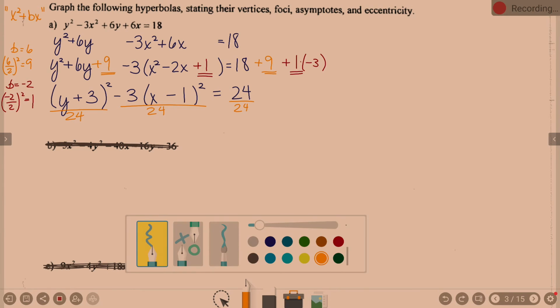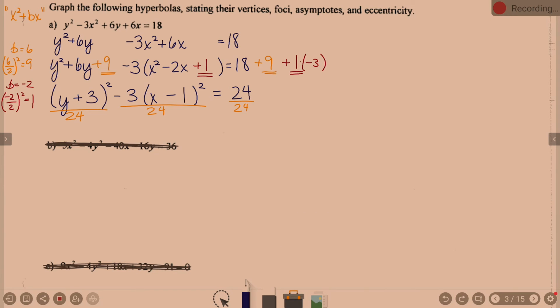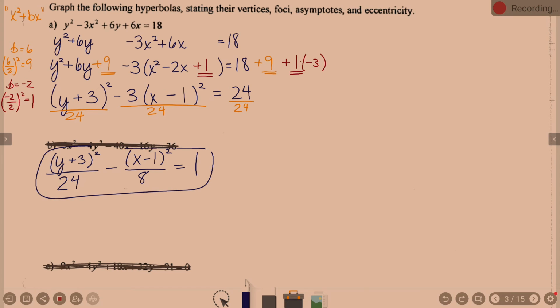Okay, with that in mind, final form. (y plus 3) squared over 24 minus, what about our x's? 8. (x minus 1) squared over 8 equals 1. Okay. There is our proof that this is a hyperbola. We were able to get it in hyperbola form.